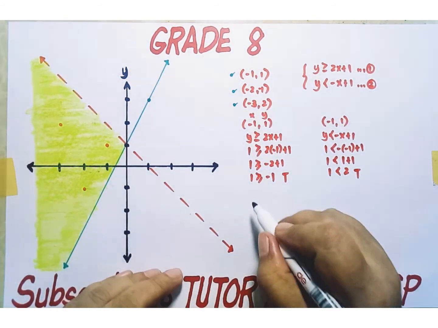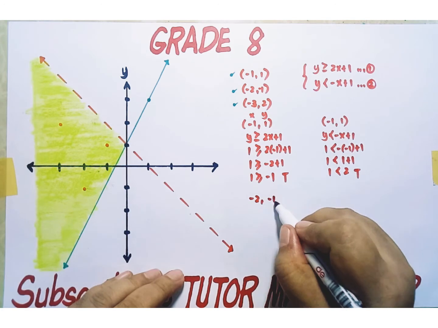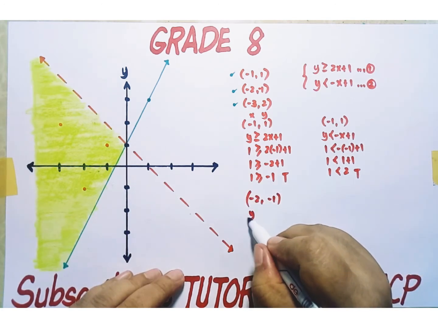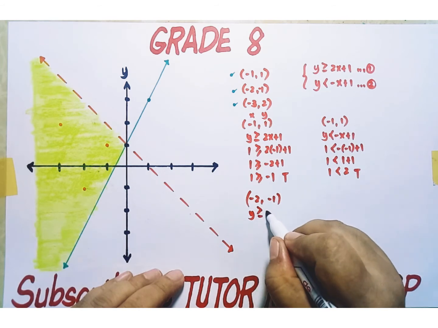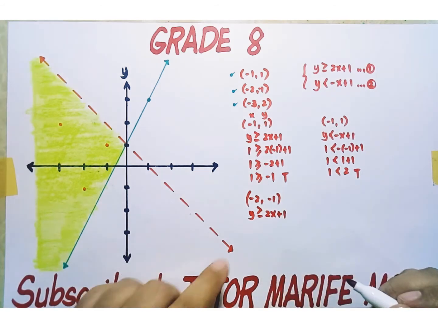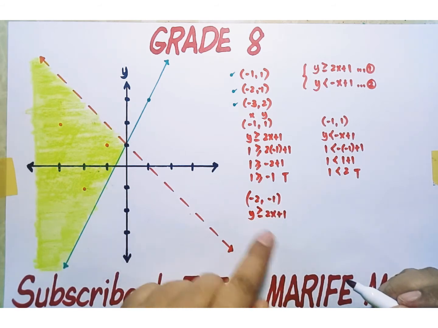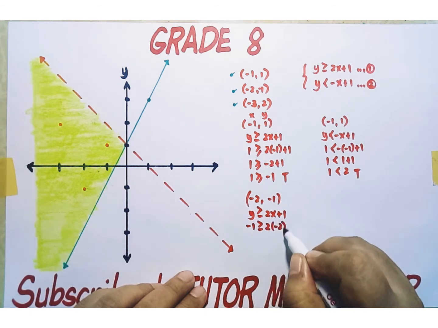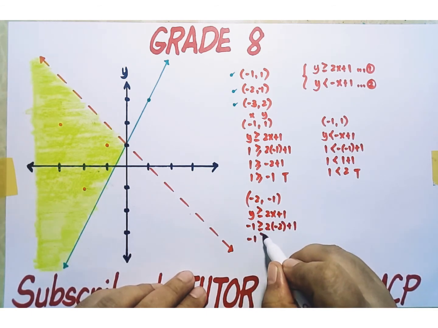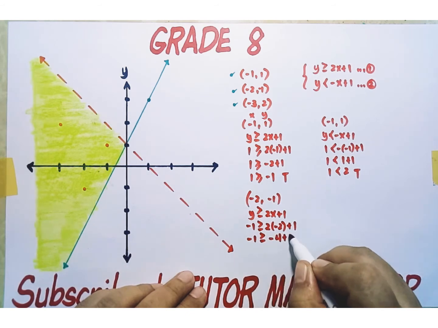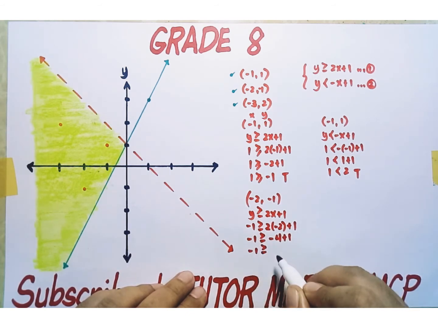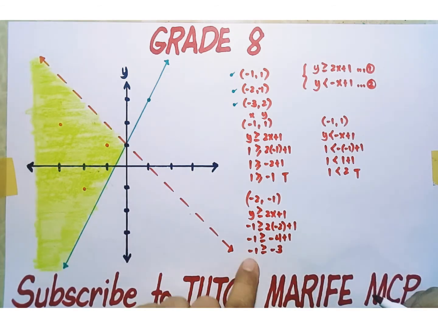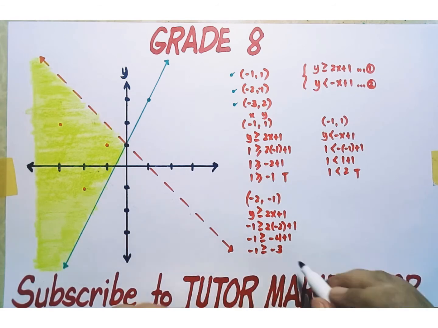Let's test the second point. We have negative 2, negative 1. Our first inequality is y greater than or equal to 2x plus 1. Plug negative 2 into x, plug negative 1 into y. Negative 1 greater than or equal to 2 times negative 2 plus 1. Negative 1 greater than or equal to negative 4 plus 1. Negative 1 greater than or equal to negative 3. Negative 1 is larger than negative 3. The open side of the inequality sign faces the larger number. This is a true statement.